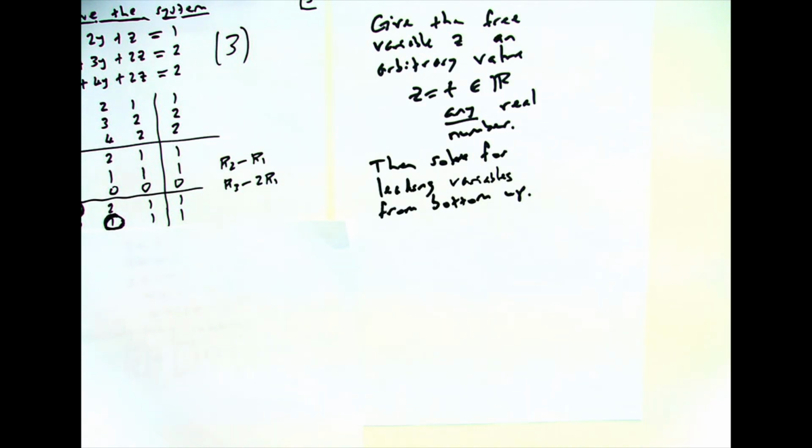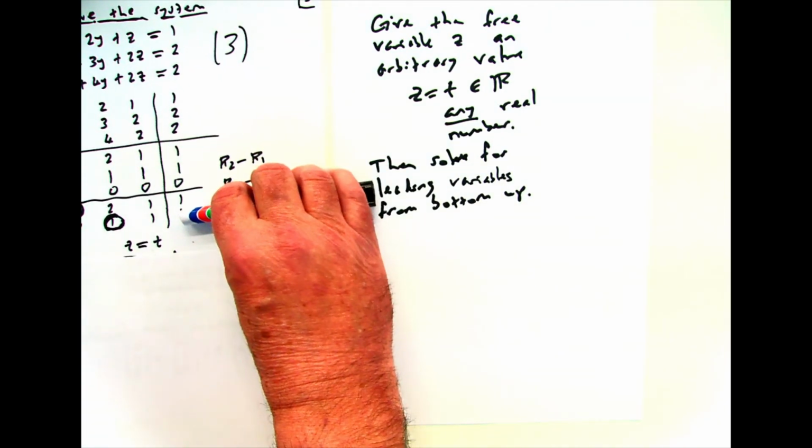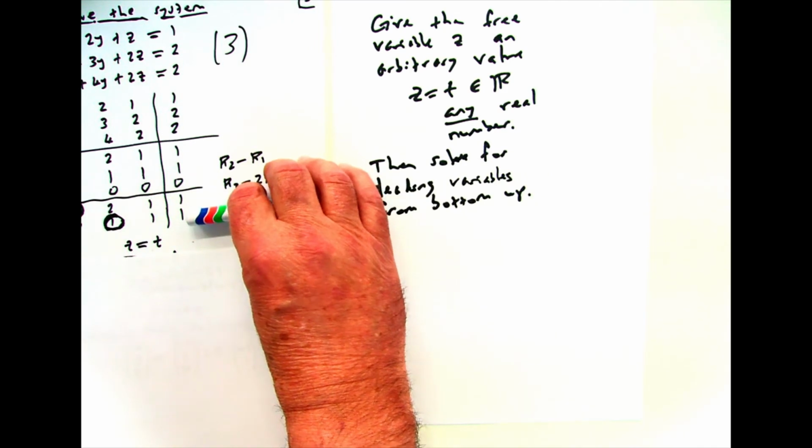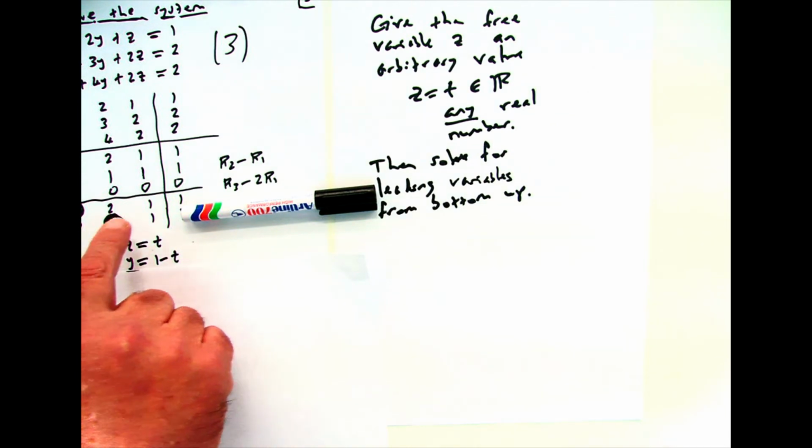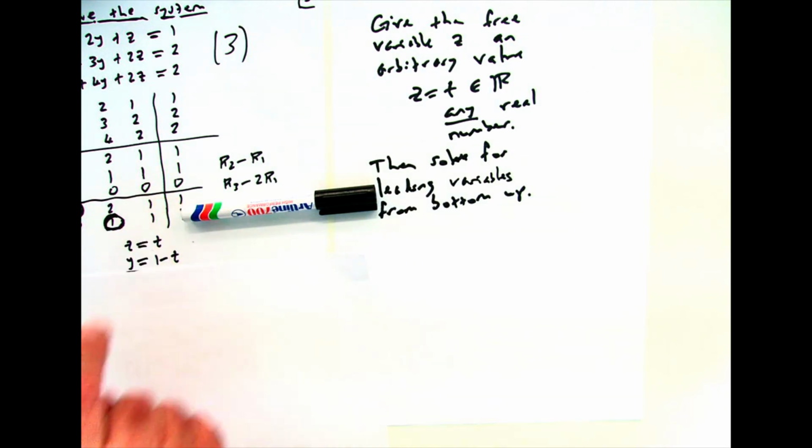It could be anything. So we'll say it's t, any real number, and now we solve from the bottom up. We're going to use the last equation to get y. So z is t. If you look at the last equation, it tells you y plus t equals 1. So y is 1 minus t.